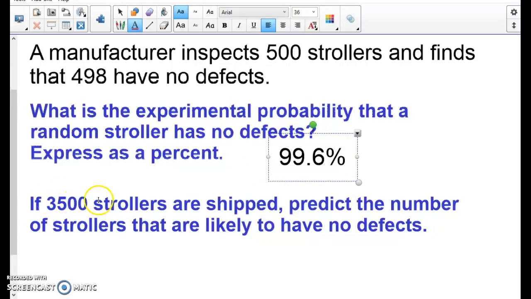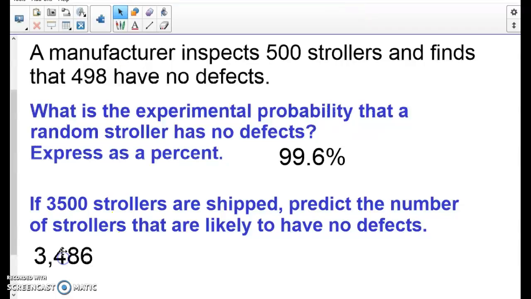Okay, and if 3,500 strollers are shipped, predict the number of strollers that are likely to have no defects. Well, if 498 out of 500 have no defects, and I'm dealing with 3,500 now, to get from 500 to 3,500 I would have to multiply by 7. So multiplying 498 by 7, I end up with 3,486 that would have no defects. So again, when we're talking about that many strollers, it looks like 14 of them are going to have something wrong with them.